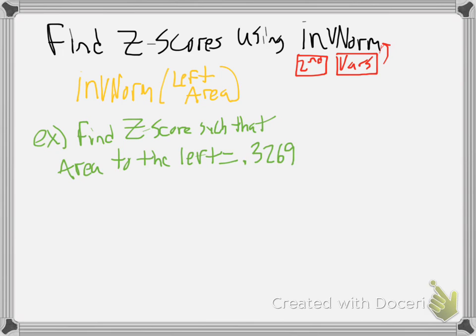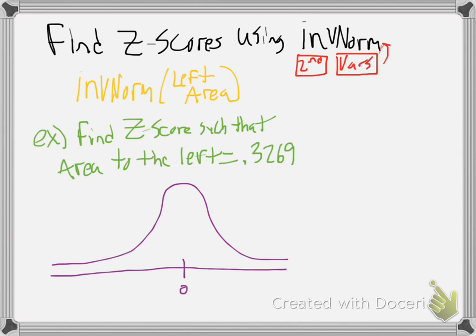It says find the z-score such that the area to the left is 0.3269. Let me draw a picture for you of what that means. Now we know the area, and this time we're finding the z. Remember, z equal to 0 is in the middle, but we're looking for a z such that the area to the left is 0.3269. That's less than half. Half of the area is on the left side, half is on the right side. So if we want the area to the left to be 0.3269, that z-score has to be on the left-hand side, because this area here represents 0.3269, which is less than half.